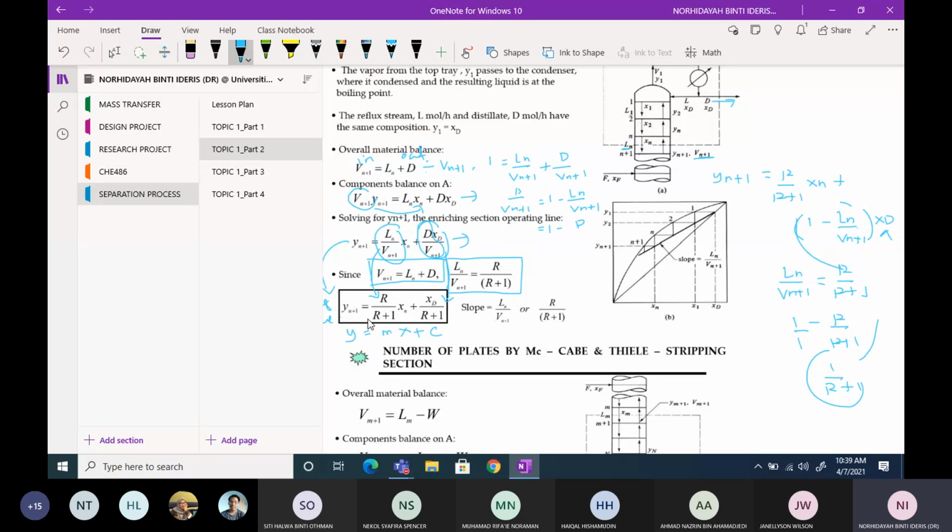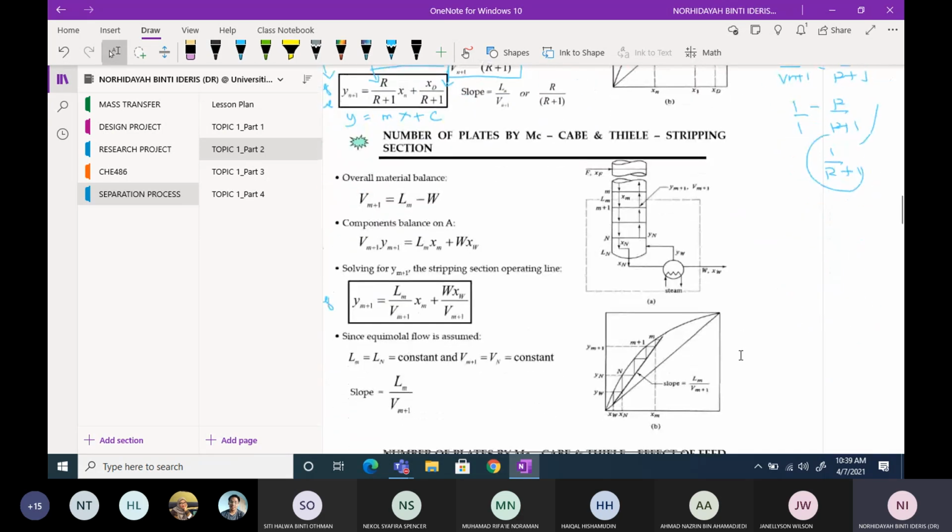Okay, so this is the equation for the enriching line. If you look up here, if you get all the values right, you can plot a straight line corresponding to this enriching line, and usually it is located at the top part of the VLE. If you have this vapor liquid equilibrium, usually your enriching line will be situated at the top part, somewhere here.